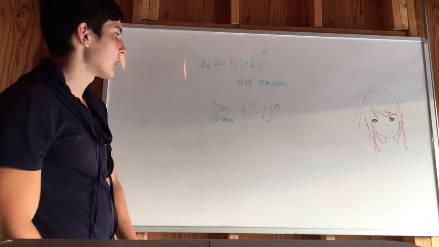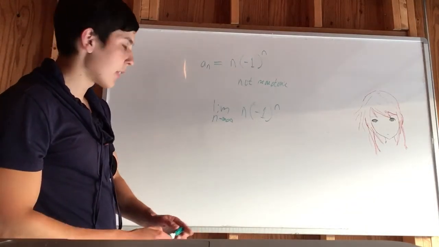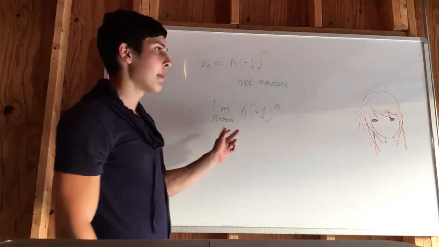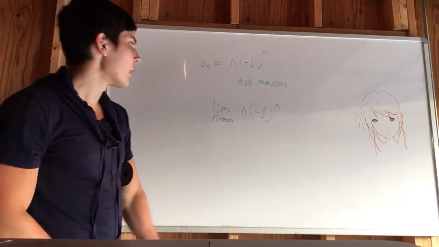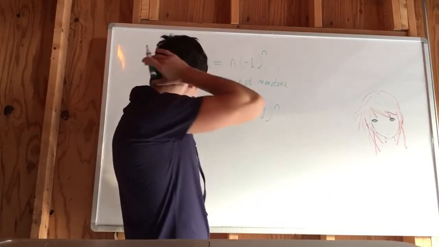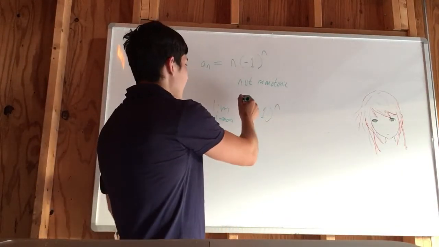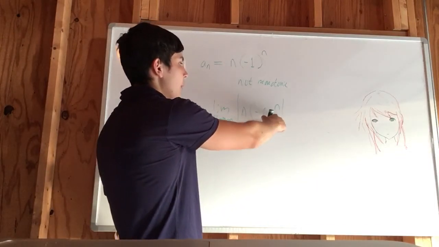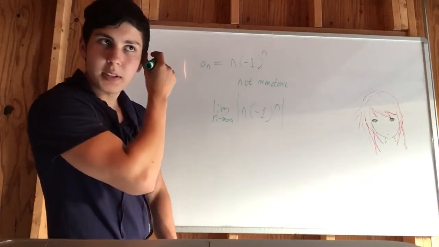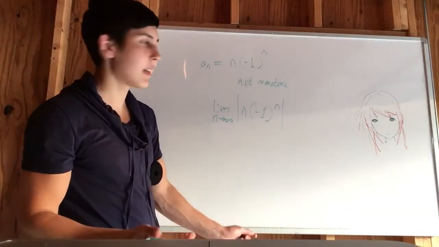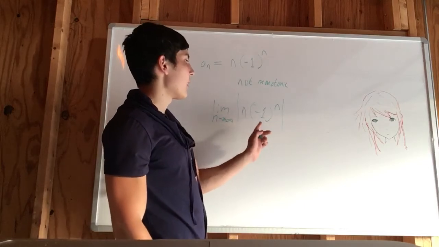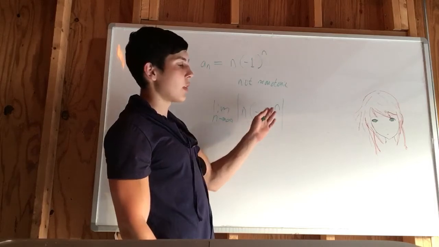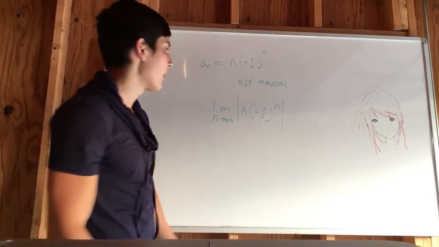So with something like this, if you remember with sequences, whenever you have -1 to some power, and you take the limit of that as n approaches infinity, you could just take the absolute value of that entire thing. And what would be the absolute value of (-1)^n? That'd just be 1, because the absolute value of -1 to the power of anything is always going to be 1.